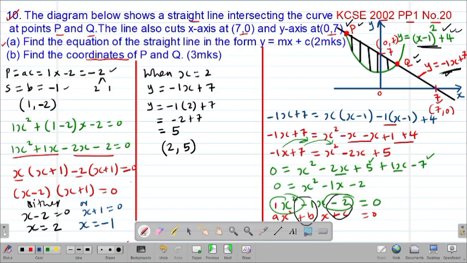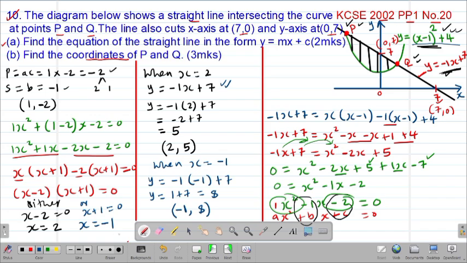Then we are going to say that when x is equal to negative 1, y will be equal to negative 1 into x, which is negative 1, then of course plus 7. So I'm just substituting in this equation. I've said that you can also use the equation of the curve. The answers will be the same. So y will be equal to, negative times negative will give me positive 1, then plus 7. So y will be equal to 8. It means that the other coordinate will be x is negative 1 when y, of course, is 8.